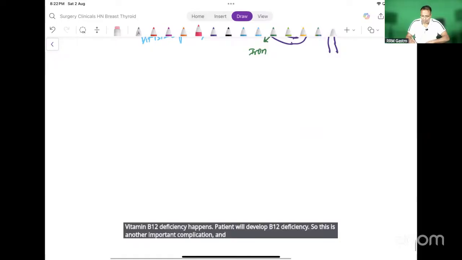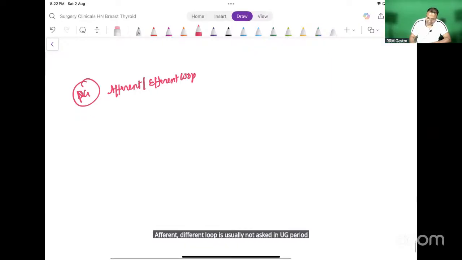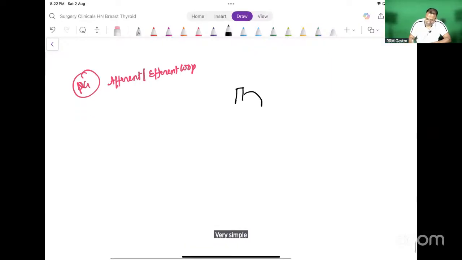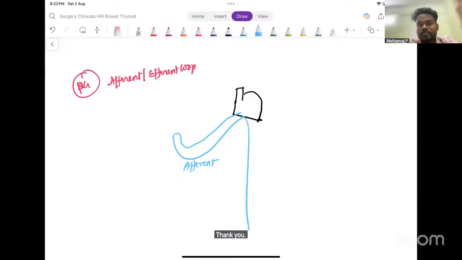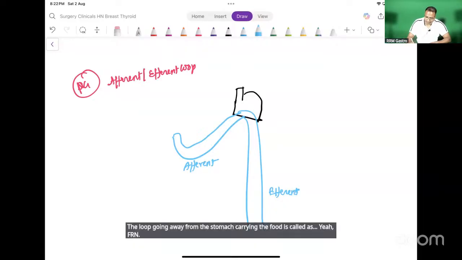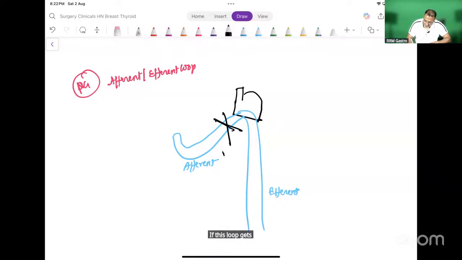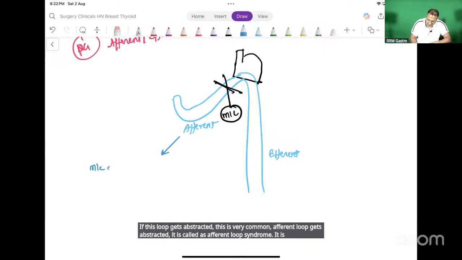And there is one more complication, a PG level question, called afferent loop syndrome. Afferent efferent loop is usually not asked in UG, but just understand. Very simple. This is the stomach. The loop going towards the stomach is called the afferent loop. The loop going away from the stomach carrying the food is called the efferent loop. If the afferent loop gets obstructed, it is called afferent loop syndrome. It is most commonly due to a long afferent limb.